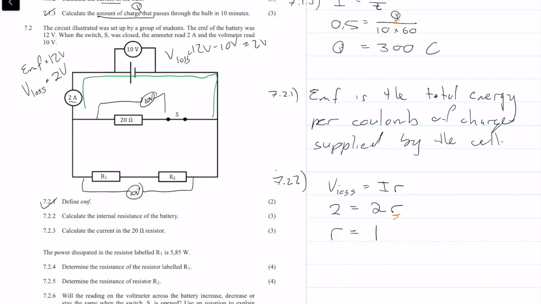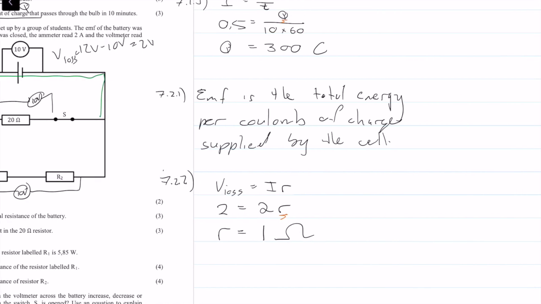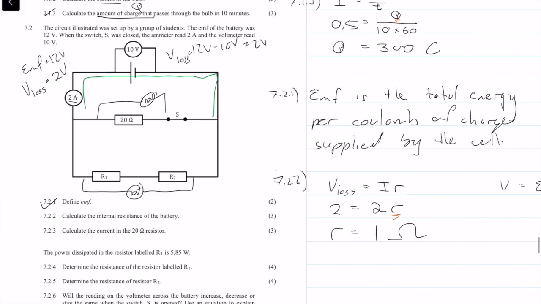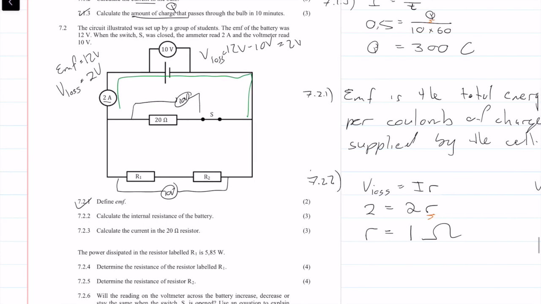to 1 ohm. We could also use the equation that the voltage is equal to the EMF minus Ir, which is exactly what I did, except I calculated the voltage loss first, which is this part of that equation. So we get 3 marks for that too.